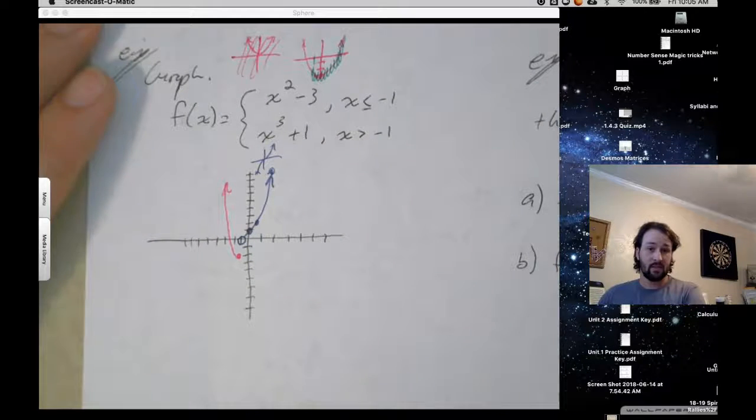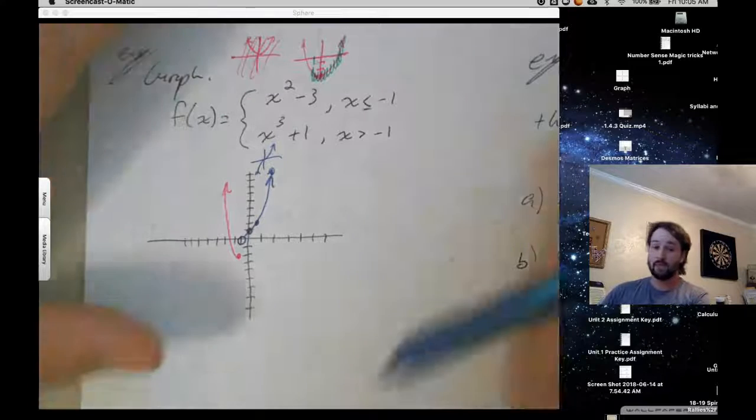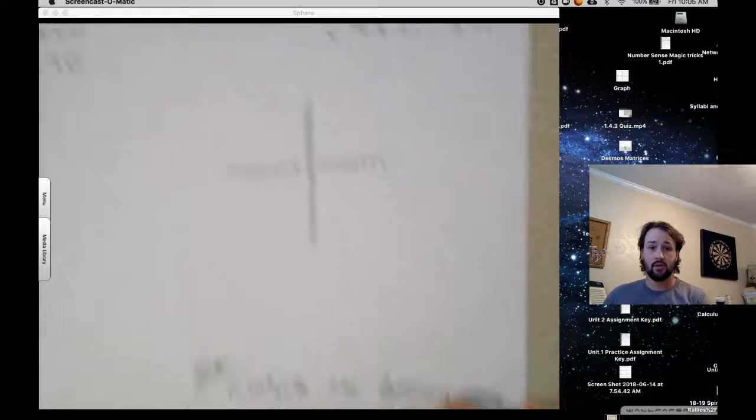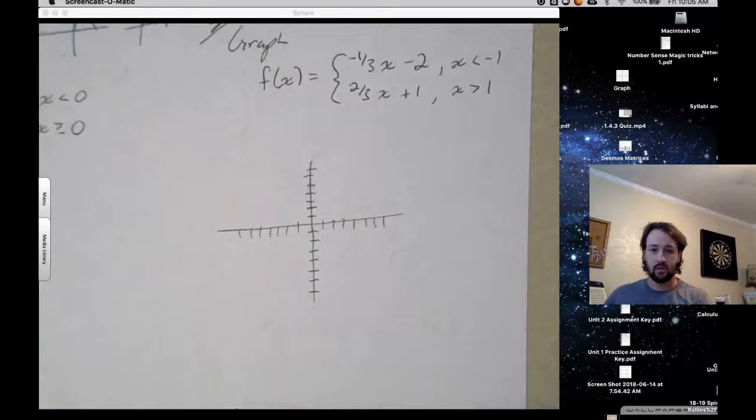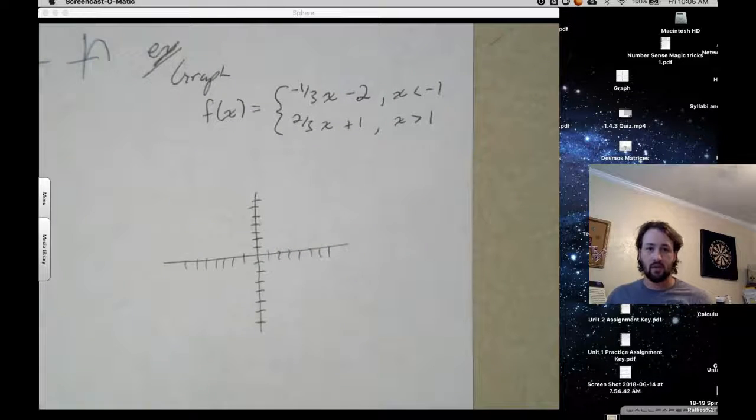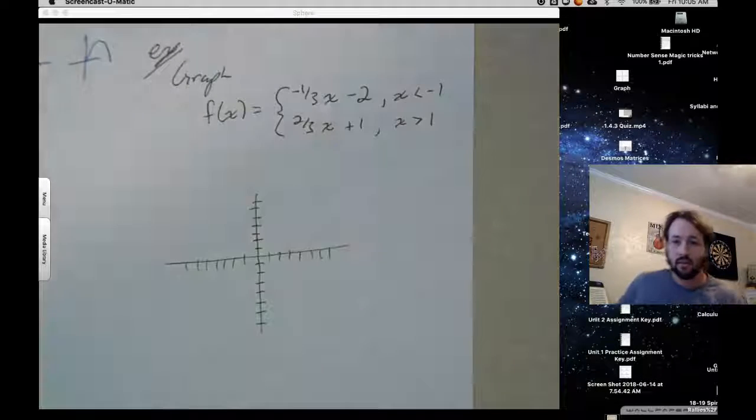All right, so that's essentially that piecewise function. All right, moving on. Going back to lines again, a little bit easier.